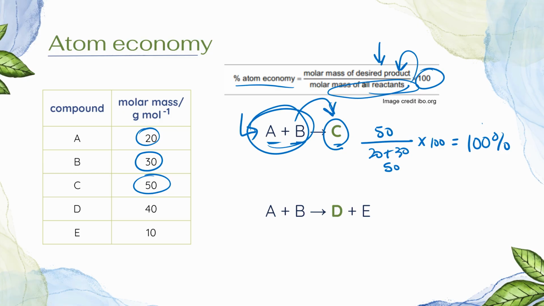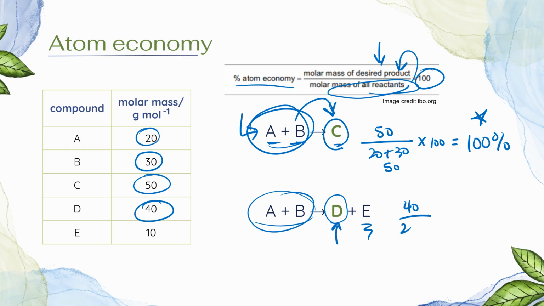This is wonderful. Hooray! What if instead of making C, I want to make D, but this reaction leads to this other product that we actually don't want? We're going to calculate it the same way. I'm going to put my molar mass of D, D's molar mass is 40, divided by the masses of all of the reactants. That's going to be 20 and 30 again. Notice that I am not including the molar mass of E because it is not part of my desired product.